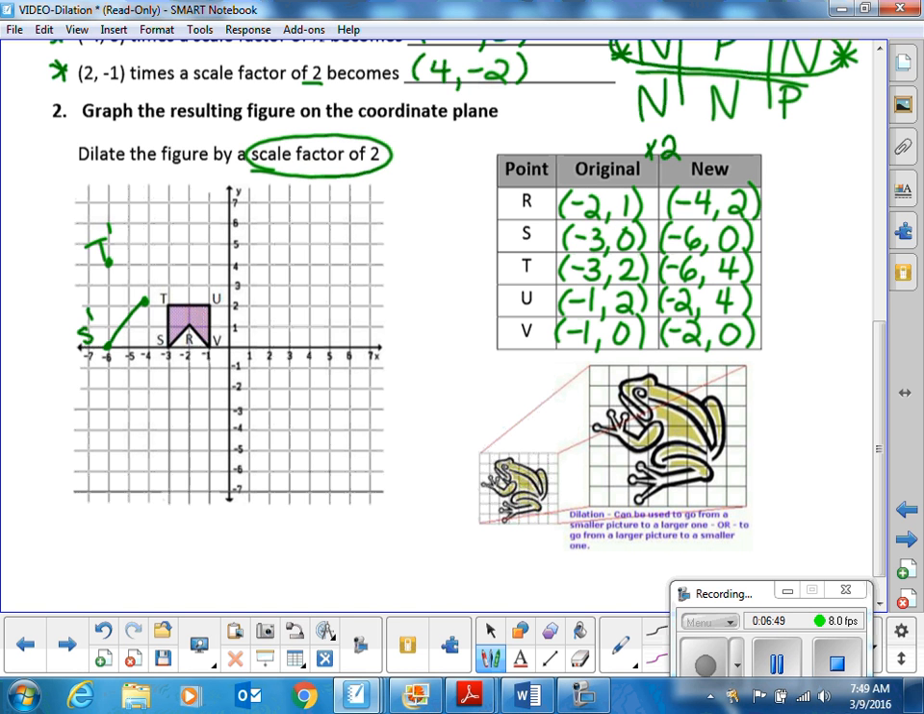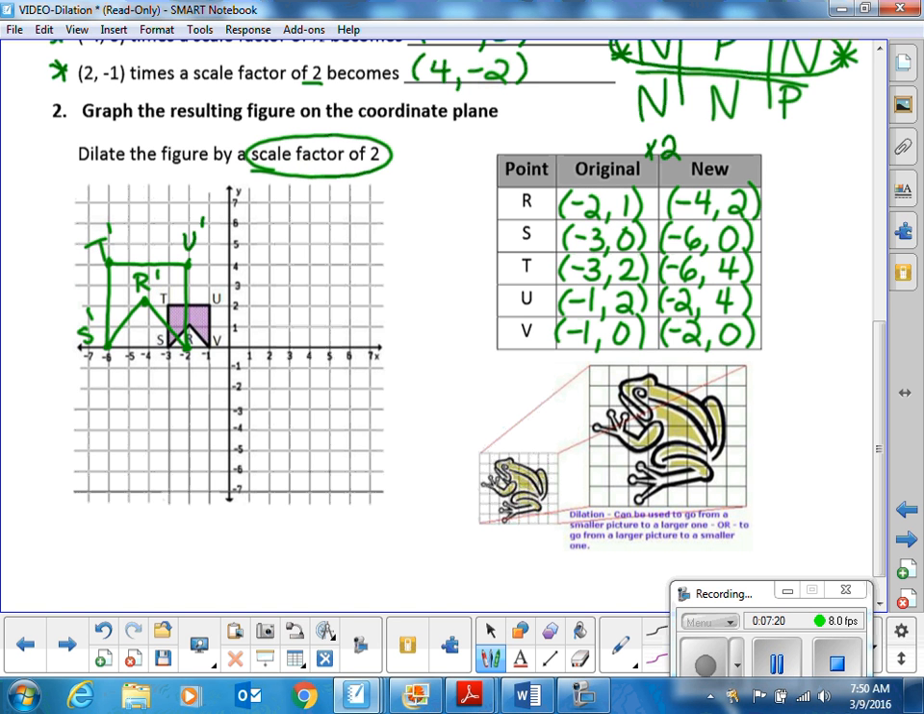So here's what our shape looks like so far. And then our new U is at -2, 4. That's our new U. And our new V is at -2, 0. So you can see not only when we dilate the shape, this is our R, not only does it grow or shrink in size, but it also slightly moves on the coordinate plane. That's just how it works when you're multiplying the numbers.